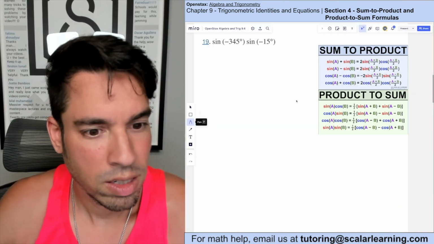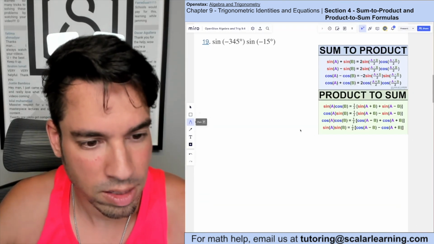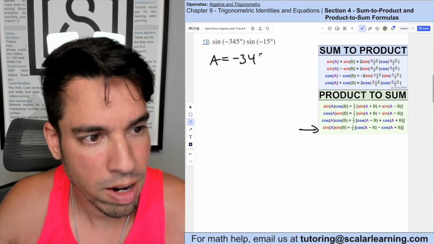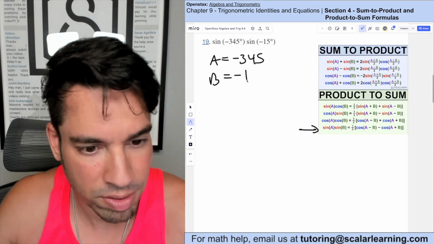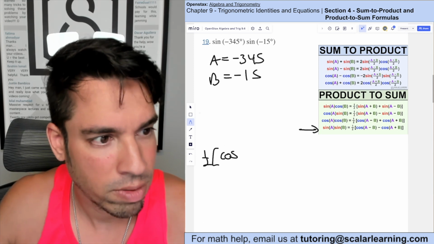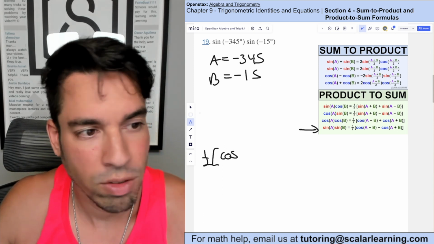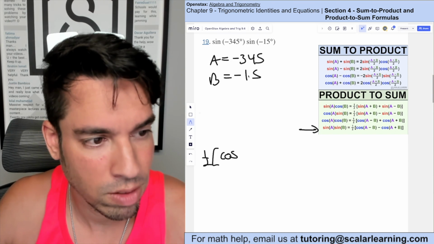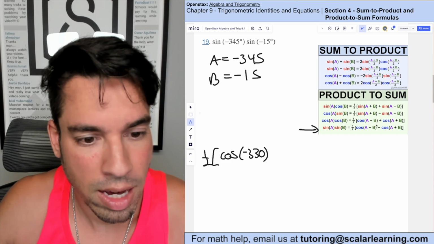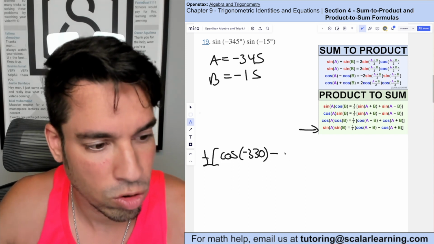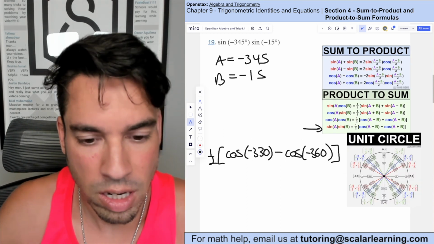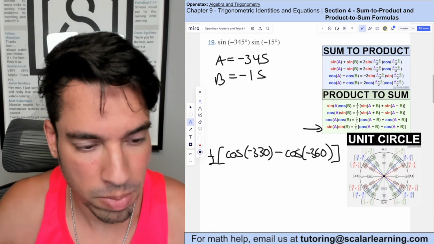So for this one, we have sine times sine, so we're going product to sum, and I see sine times sine right here. So I'm going to set a equal to negative 345, that first argument, and b will be negative 15. So then we're going to get 1/2, and then we got cosine of a minus b, which would be negative 345 plus 15, right? Minus a negative is a positive. So that's negative 330. And then that is minus the sum of these two, that would be negative 360, right? Cosine of negative 360. Just so you can see, I put the unit circle back up here so you know where I'm getting this stuff from.